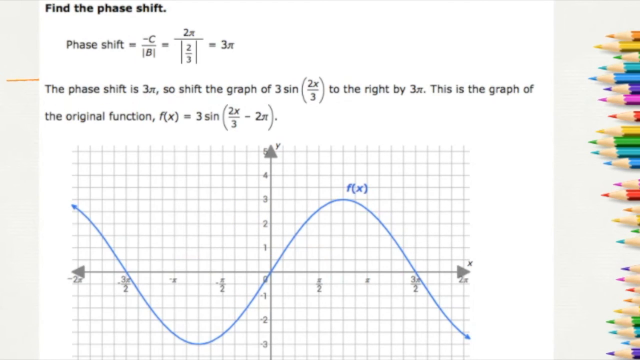Now to find the phase shift, we have negative c divided by the absolute value of b, which is negative negative 2, so it will become positive 2 divided by the absolute value of 2 over 3, which is 3 pi. Now the phase shift is how much we move to the right. We'll have to move it to the right by 3 pi, and since one period is 3 pi, as we calculated earlier, it means you didn't move at all, because if you move one period, remember it repeats again, so therefore you just leave the graph like that and you are all done.